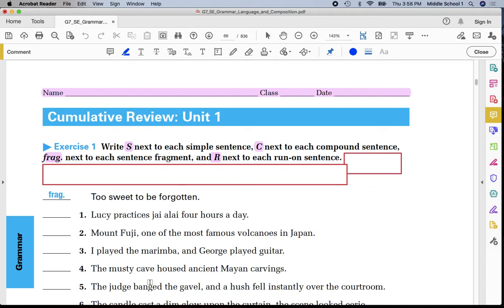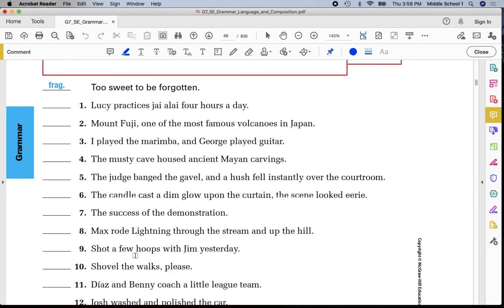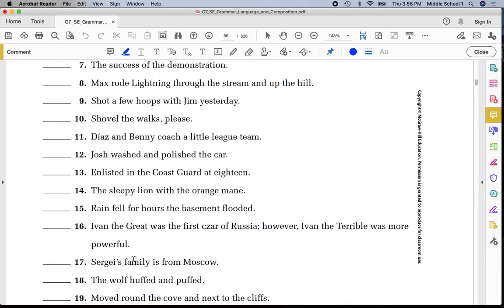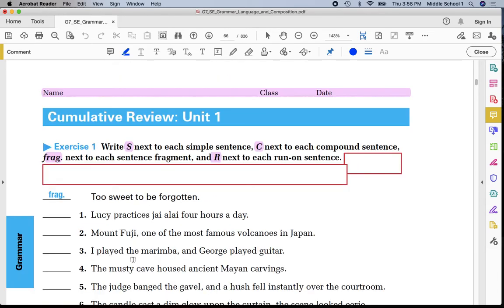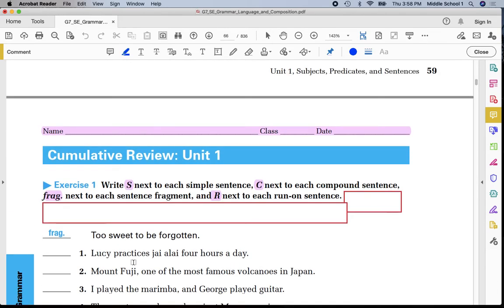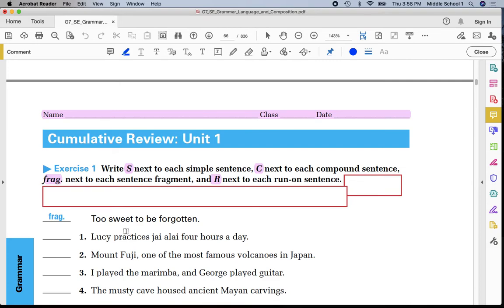All I'm asking you to do on page number 60 is to place on the line the kind of sentence that it is. S, simple, C, compound, fragment, F-R-A-G, or run-on, R. There are 20 sentences on page number 60. Your assignment is to complete page number 60 using the directions up above, excluding the last part that you've crossed out, that part that I've got blocked on the screen.